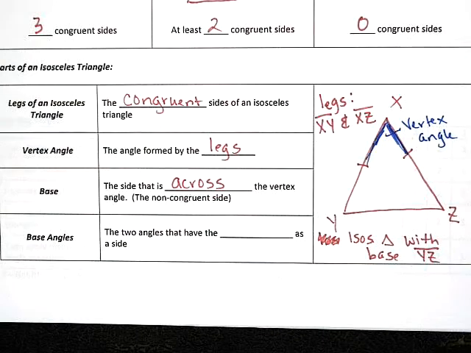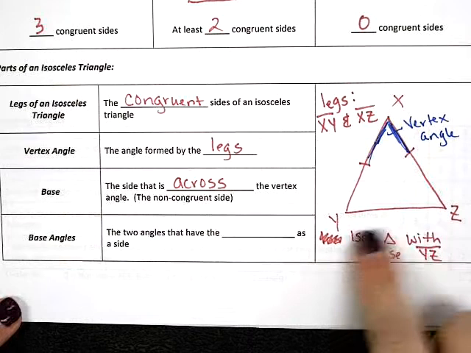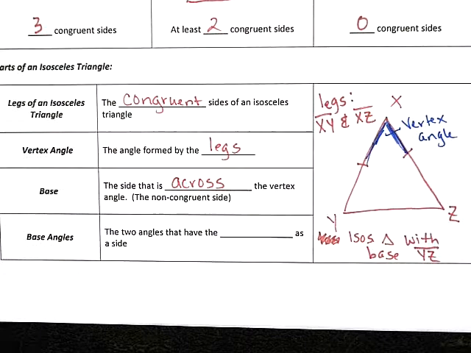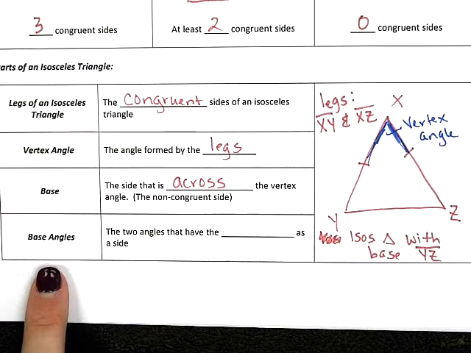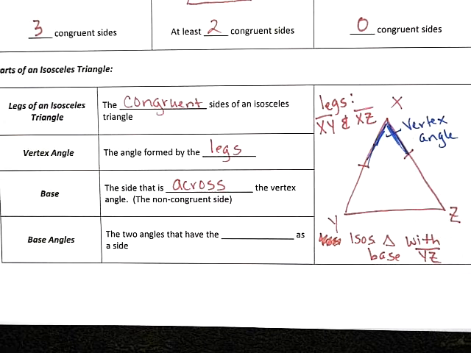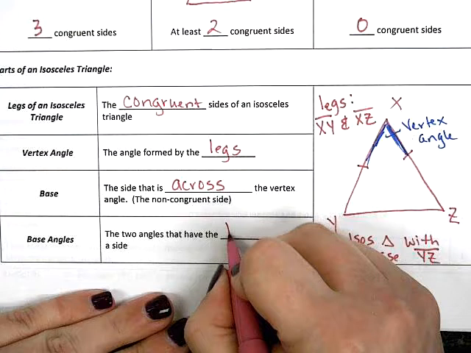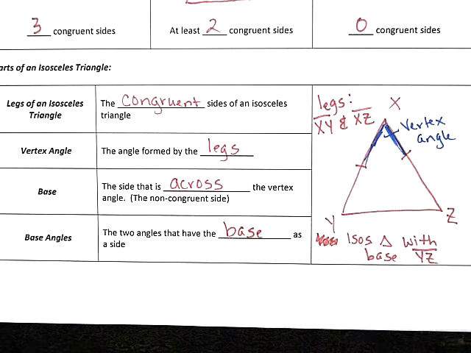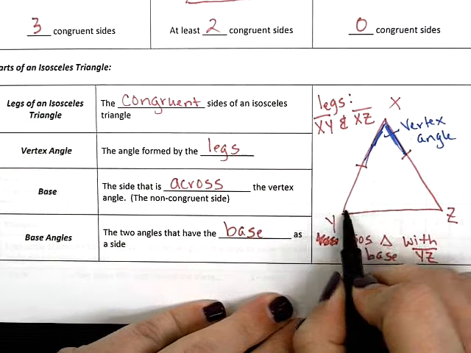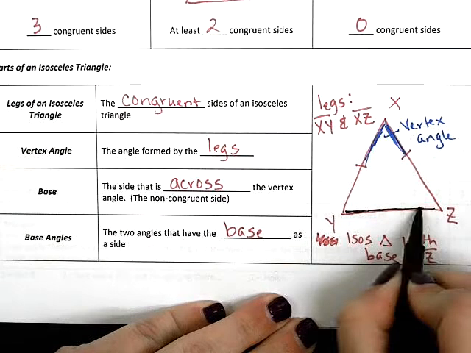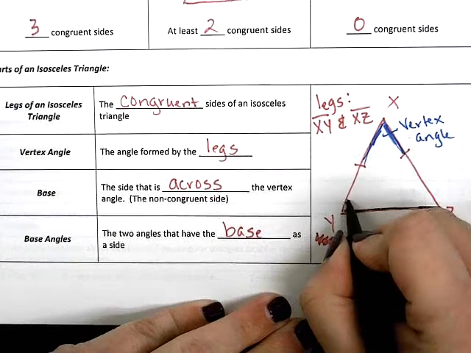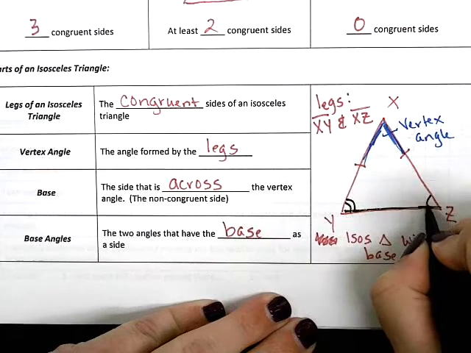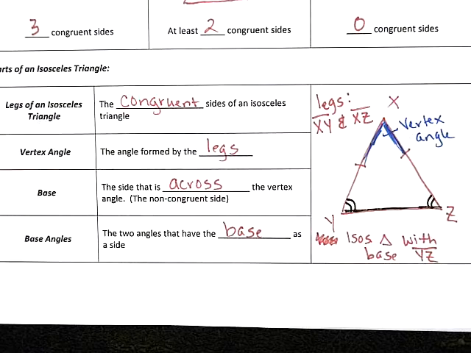And it is across from the base YZ. Okay? Then we also have base angles. Base angles are the two angles that have the base as a side. That's pretty easy, right? Your base angles have your base as a side. So when we look here, YZ is our base. That means angle Y and angle Z are our base angles.